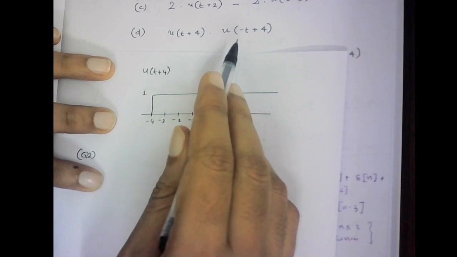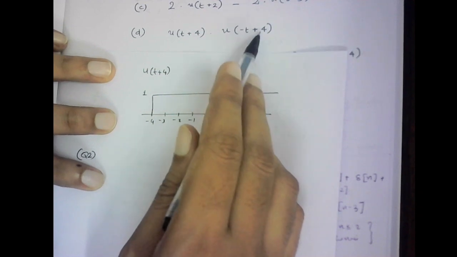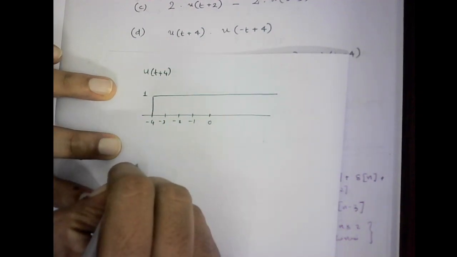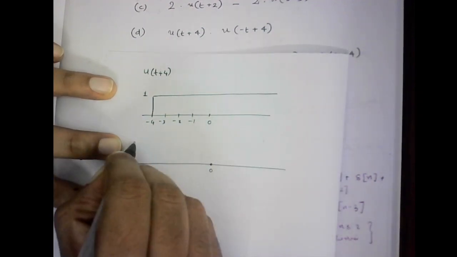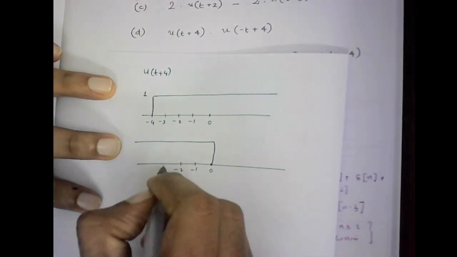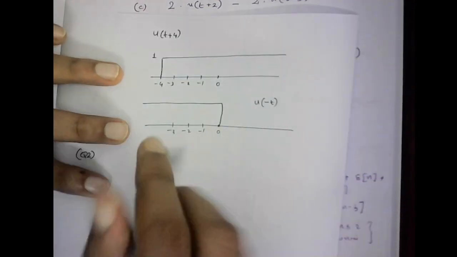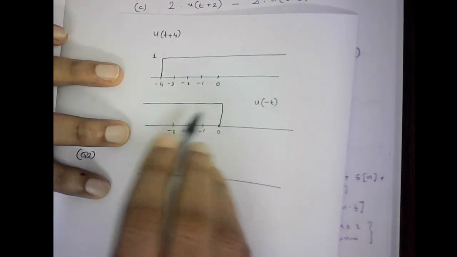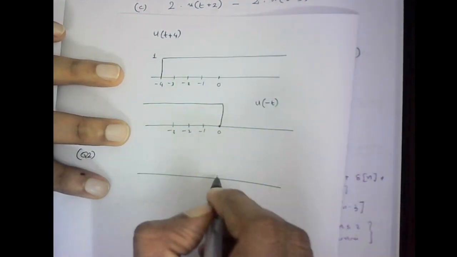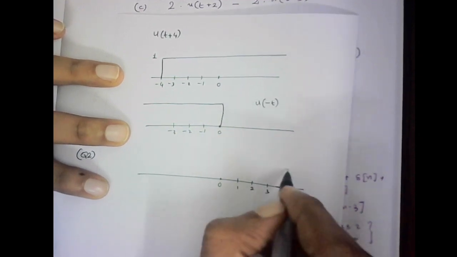Now what you need to find is u of minus t plus 4. For that, first you need to find u of minus t, then shift that signal to the right by 4 instances. So what will be u of minus t? u of minus t is nothing but a time reversed signal. Fine, so minus 1, minus 2, so this is u of minus t. Now what you need is u of minus t plus 4. That means this particular signal is shifted to the right by 4 seconds. So 0, 1, 2, 3, 4.